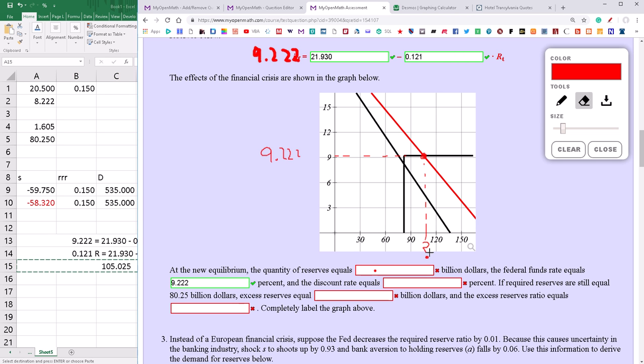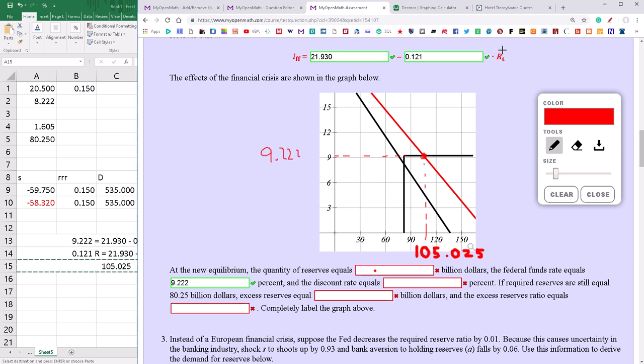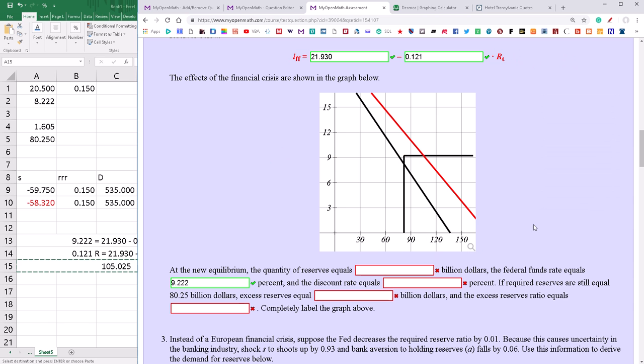So this new quantity is 105.025. If I plug that into this new demand equation, and I do the arithmetic, I'm going to get a federal funds rate equal to 9.222. Okay. So let's go ahead and finish this off.